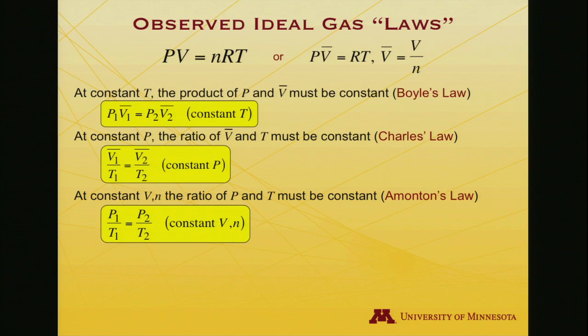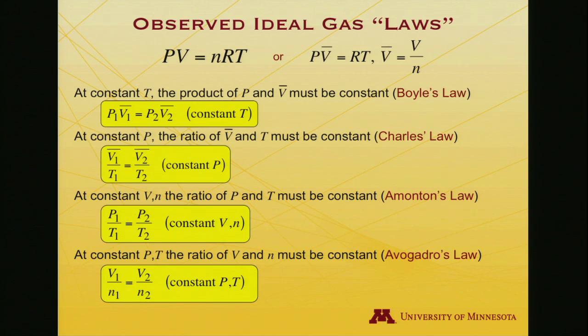Last, if I were to hold the molar volume constant, or that's equivalent to holding the volume and the number of moles constant, then it must be the ratio of pressure and temperature which is constant. This is known as Amontons' Law. And if we were to write it as an equation, it would be P1 over T1 equals P2 over T2. And again, if we put that in a somewhat more typical conversational form, we'd say for a fixed volume, if I double the temperature, I double the pressure.